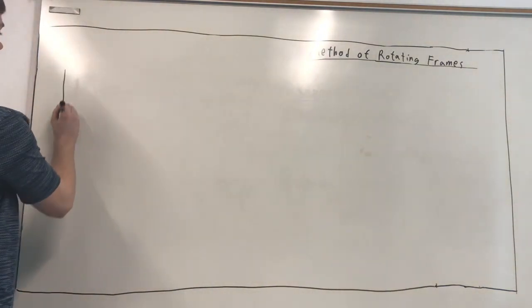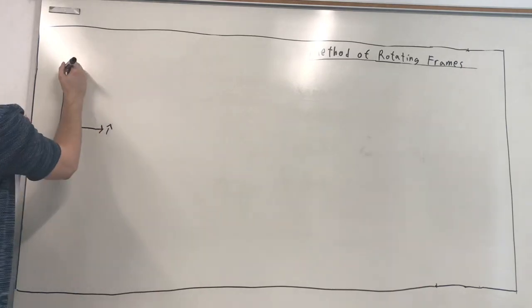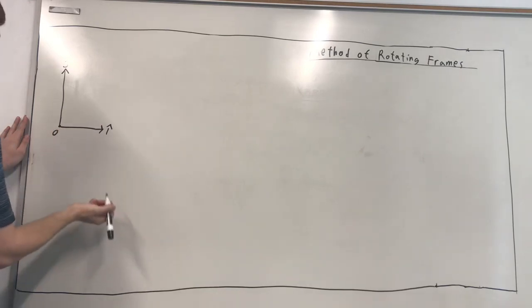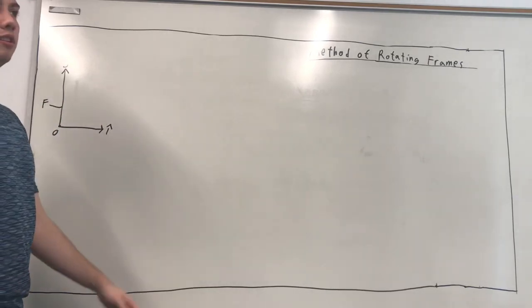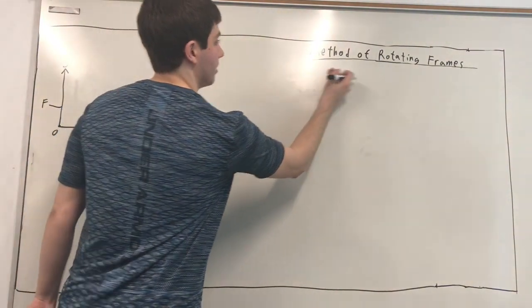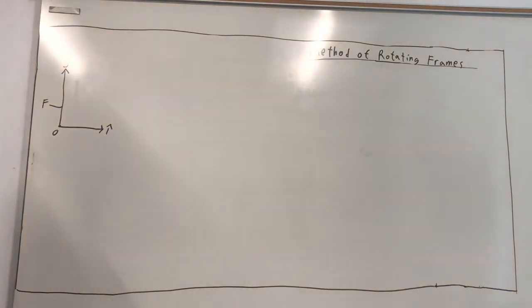You have a fixed frame here. This is your I hat, J hat. You have an origin. It's labeled the fixed frame. But now the problem's a little more complicated. See, as you can tell, we're using a method of rotating frames. I know the end's hard to see because of the light, but that's okay.